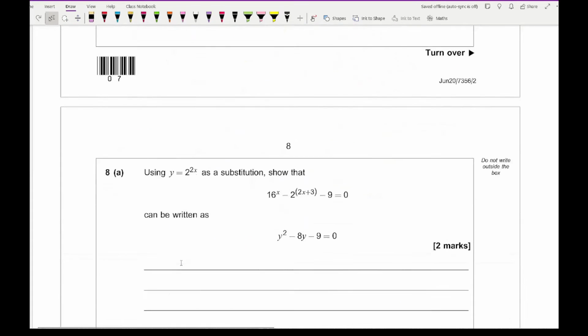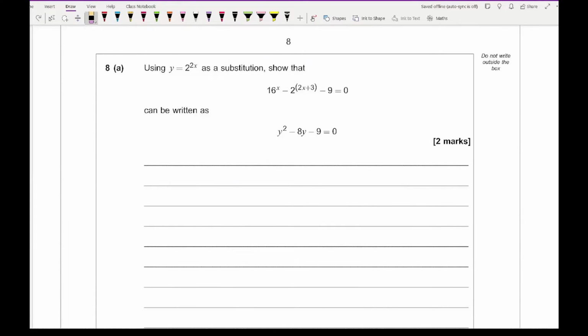Then moving on to question 8. It says, using y equals 2 to the power of 2x as a substitution, show that 16 to the power of x minus 2 to the power of (2x plus 3) minus 9 equals 0 can be written as y squared minus 8y minus 9 equals 0.